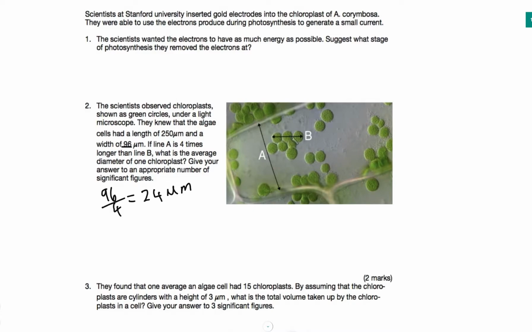Now, if B is 24, we can see that there are 3 chloroplasts. So if we divide 24 by 3, we get 8.0 micrometers. The reason we must write 8.0 is because it says give your answer to an appropriate number of significant figures. We find the number with the least accuracy, which is 96 micrometers, and put it to the same significant figures. So 96 is 2, so we put it to 2.